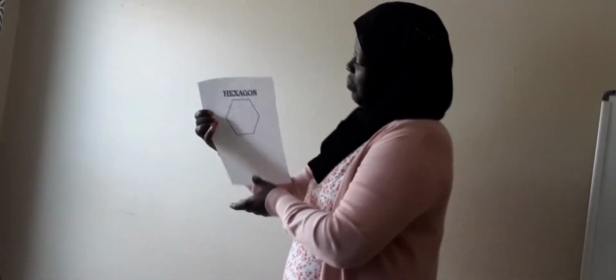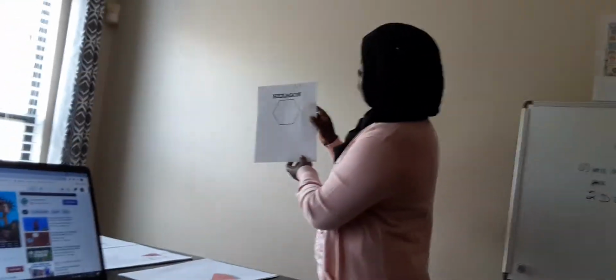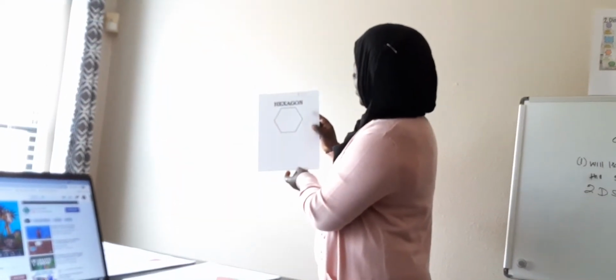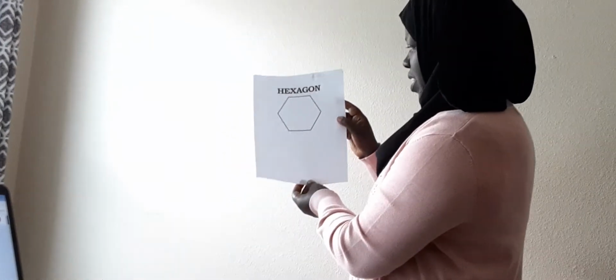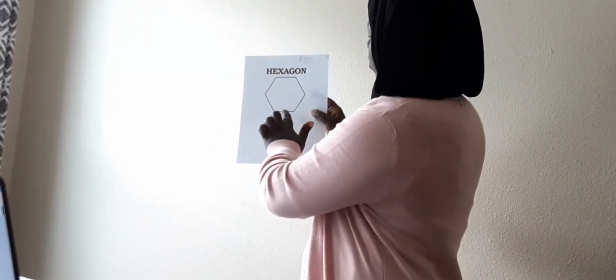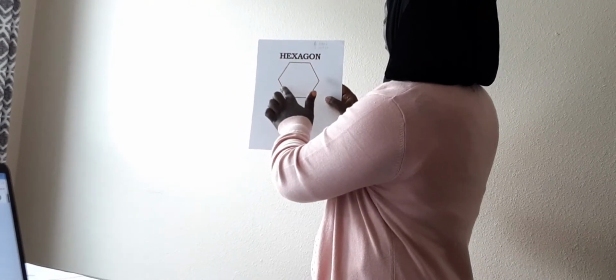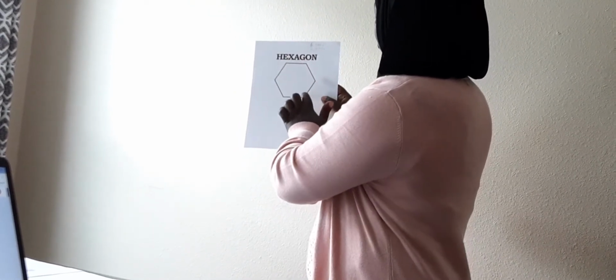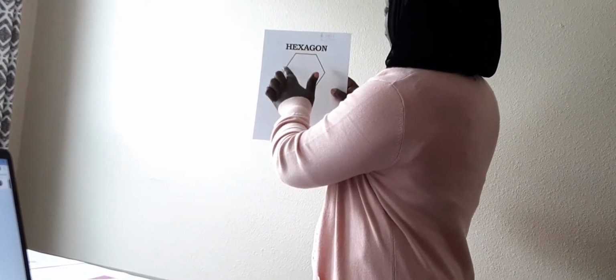Anas, could you please tell me what two-dimensional shape this is? Octagon. Octagon, that's very correct. So this is also a two-dimensional shape that has 6 sides and 6 vertices. Okay? So let's count them. 1, 2, 3, 4, 5, 6. Let's count the vertices. 1, 2, 3, 4, 5, 6.